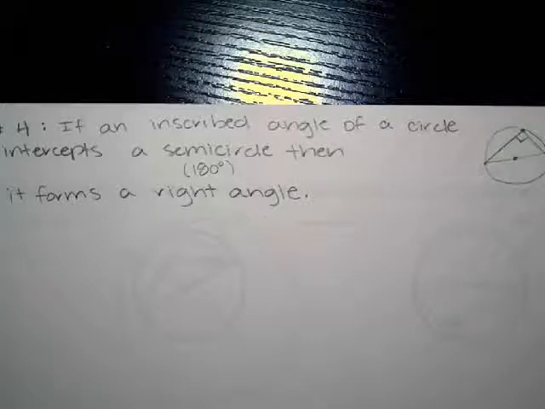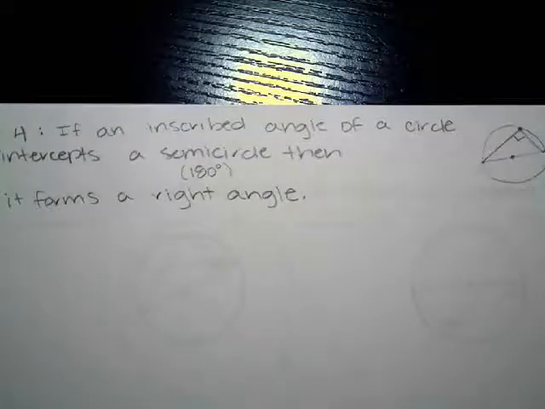So circle conjecture 1 was talking about a central angle. Circle conjecture 2 was talking about an inscribed angle. Circle conjecture 3 is an extension of circle conjecture 2. Circle conjecture 4 is an extension of circle conjecture 2. So really, even though we're on the 4th one, we've really only learned about 2 things.